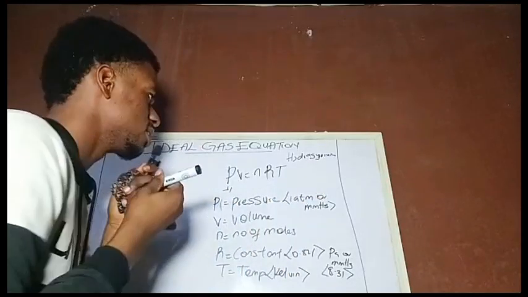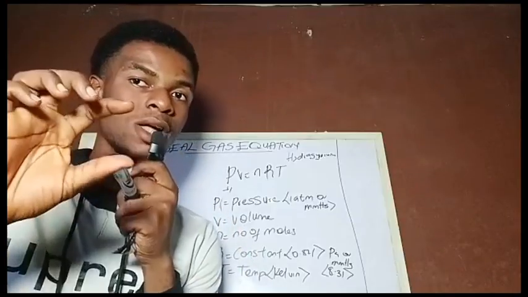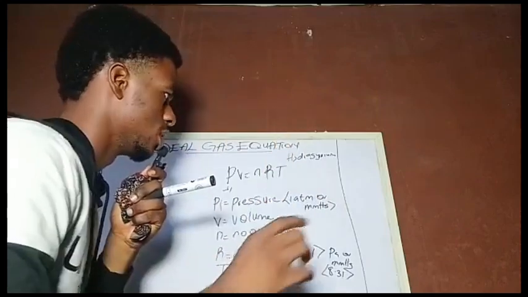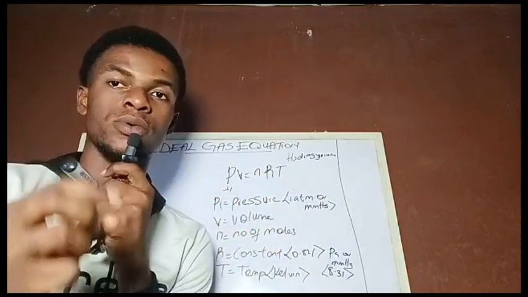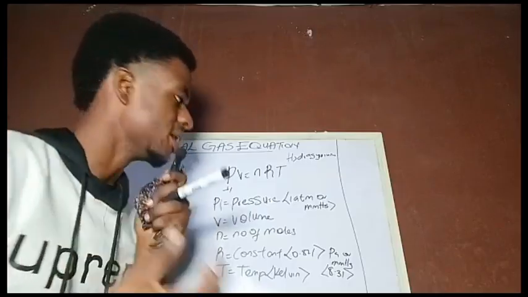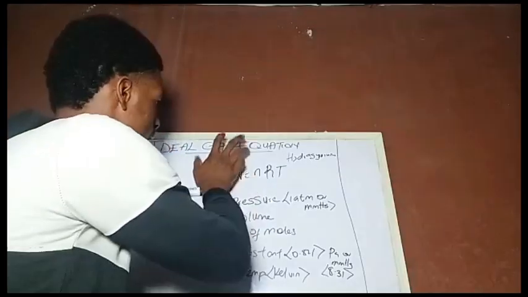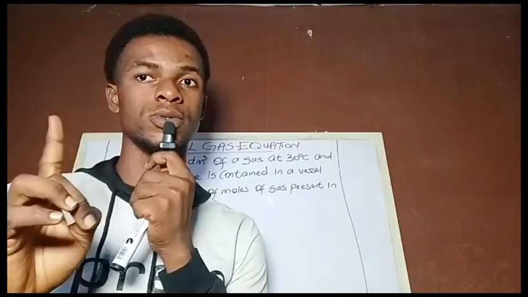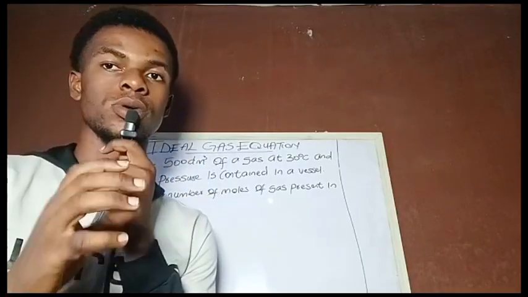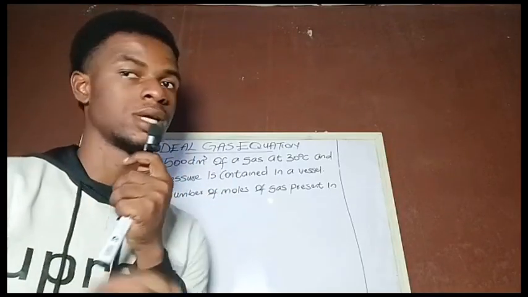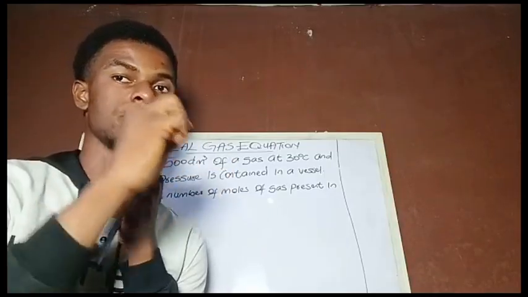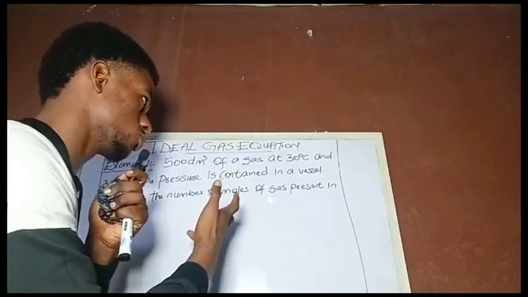These are the things you need to pay attention to. I call them the key points in terms of the ideal gas equation. Like I said before, it is a combination of Boyle's law, Charles' law, and Avogadro's law. Now, let us look at a question under the ideal gas equation. I forgot to say this: if the volume given to you is in dm cube, you have to convert it to meter cube.